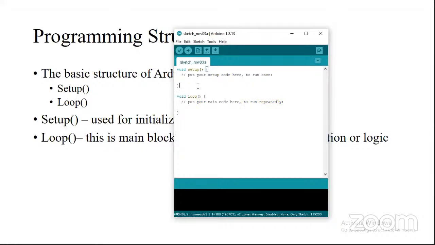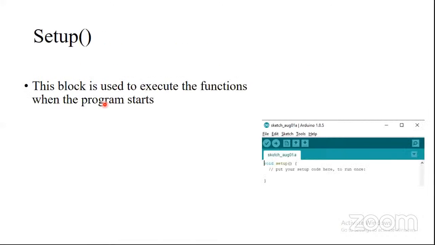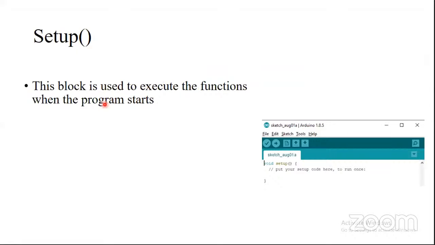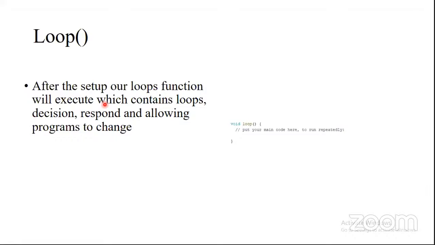This setup is going to initiate something for you, and this loop is going to hold the main block. Without these two structures, we can't write any program in Arduino. To start with Arduino, the very first thing is you need to be aware of C programming. I hope you already have your C programming background. Setup is going to execute only in the initial stage of your project. It's not going to execute at all levels. Loop means it's going to respond, make decisions, and allow some changes in your program.